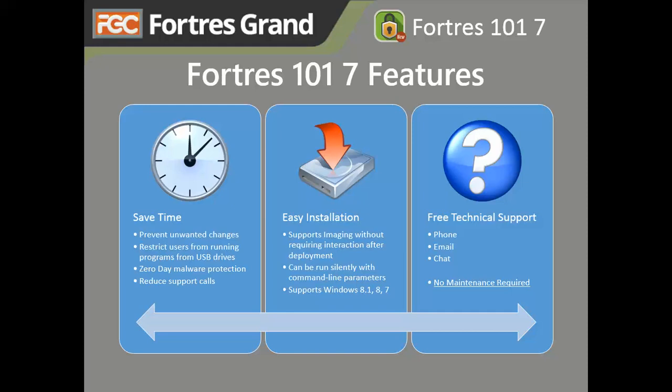patrons to use. The installation for Fortres 101 is pretty straightforward. It can be run silently with command line parameters and also supports imaging. So if you're using imaging to deploy your OS images out to other machines, Fortres 101 works with that. Fortres 101.7 works with Windows 8.1, Windows 8, and Windows 7.